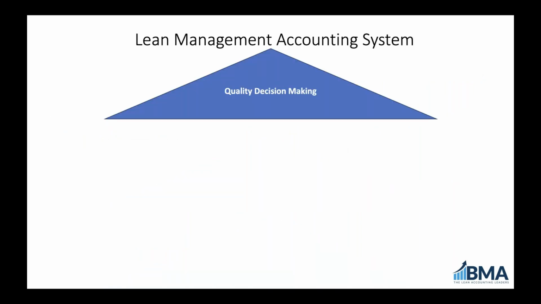A lean management accounting system really has a goal that is no different than any management accounting system. It's about improving the quality of decision making.